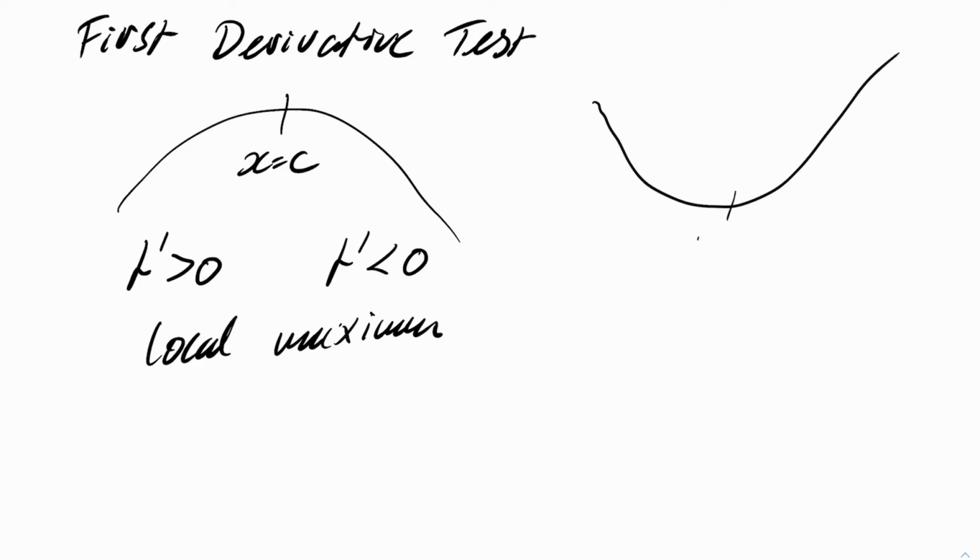Similarly, if I have a curve where the first derivative goes from negative to positive, then that's a test for a local minima. So where we have a critical number, we can apply the first derivative test to see if it's a local minimum or a local maximum, or neither of those things.